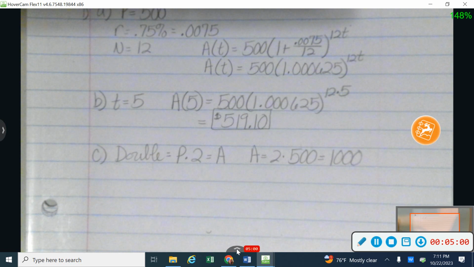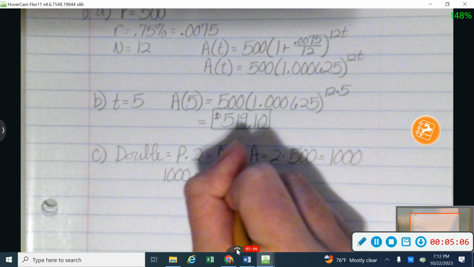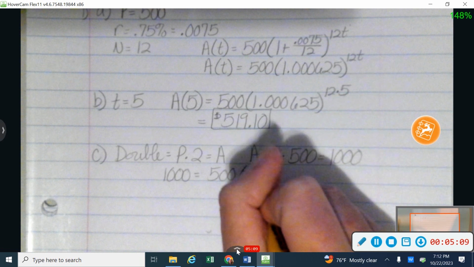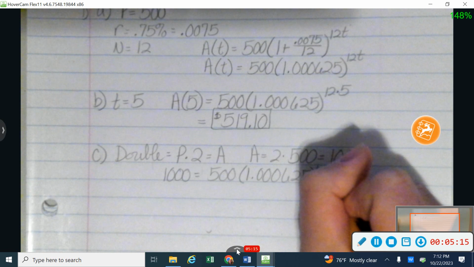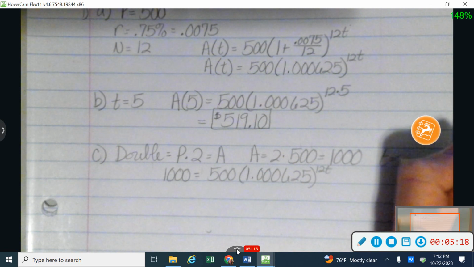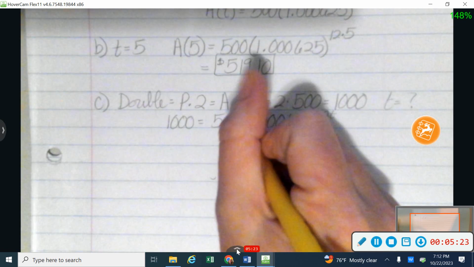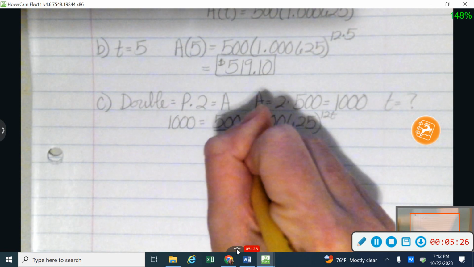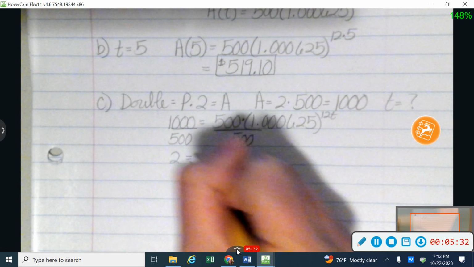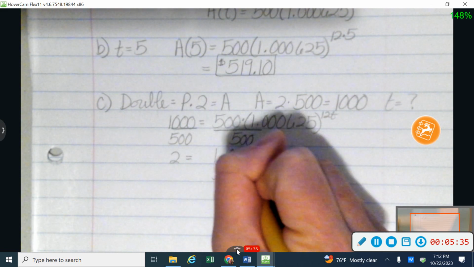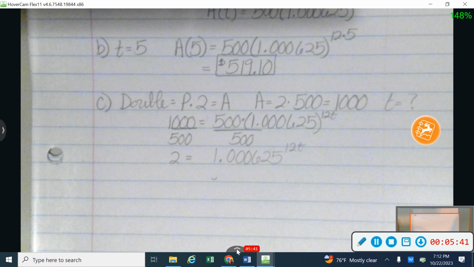Okay, so I'm going to start with my formula. So 1000 = A(t) is equal to my 500 with my 1.000625. And this time I'm trying to find out how long. Let's go ahead and write that down. Then I'm trying to find t. All right. Okay, I know these are multiplied together, so the first thing I'm going to do is divide by 500. Because we have doubled, that should always give you a 2 over there on this side. I'm going to leave just a little bit of space right there. You'll see why in just a second. 1.000625, and I'm going to raise that to the 12t power.